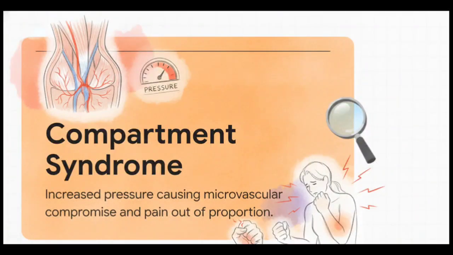First on the list is acute compartment syndrome. This triggers when there's increased pressure inside a closed osteofascial compartment. That pressure causes immediate microvascular compromise, essentially choking off the blood supply to the muscle. But the absolute hallmark clinical sign here, the massive red flag you must remember, is pain out of proportion to the injury. And you'll see this especially during passive movement of those affected muscles.